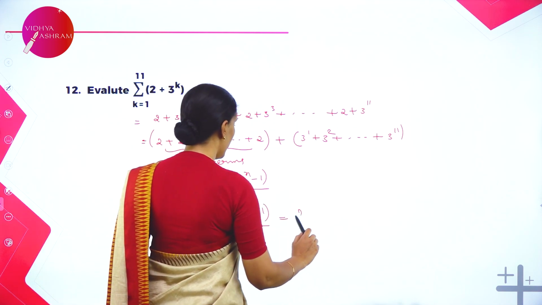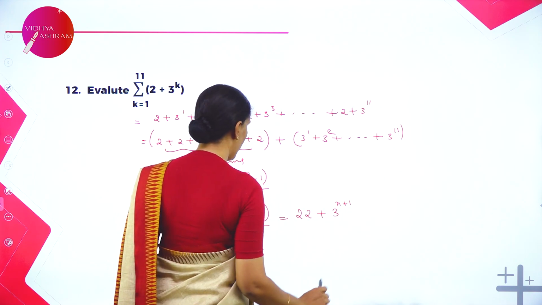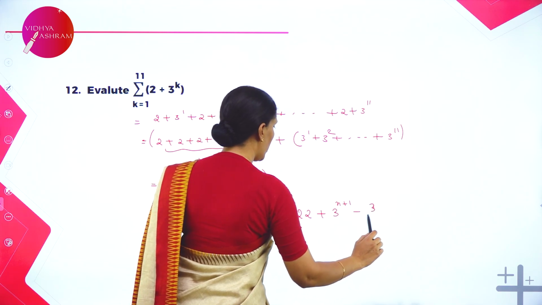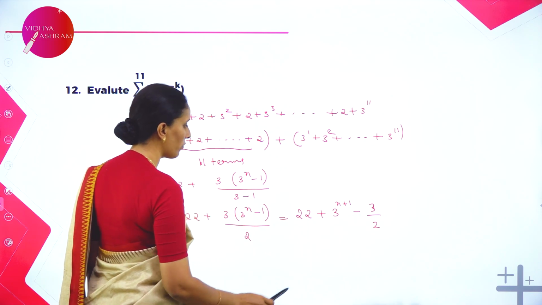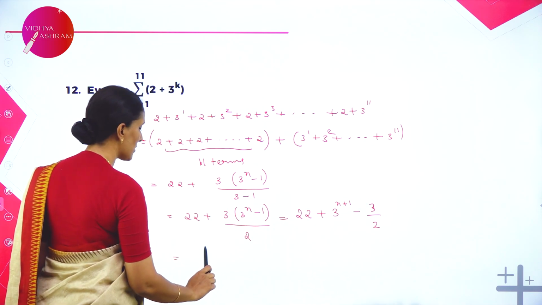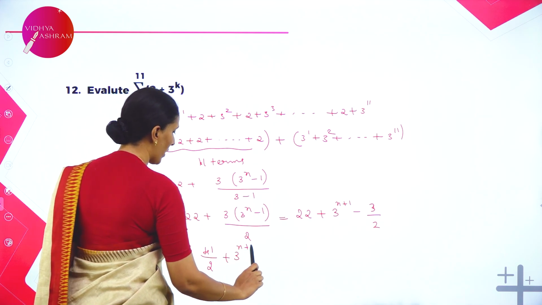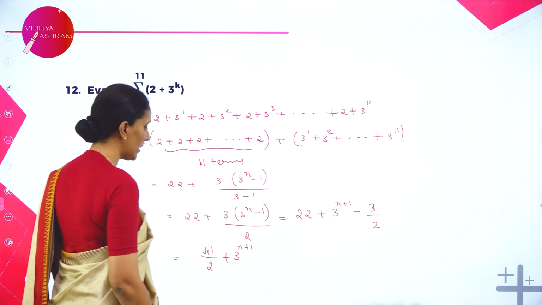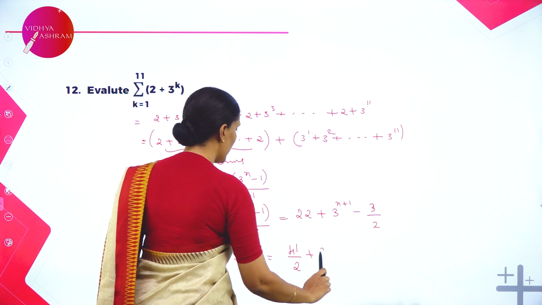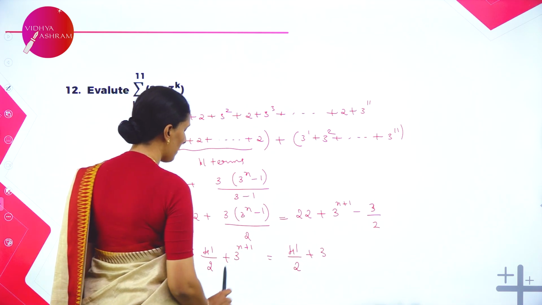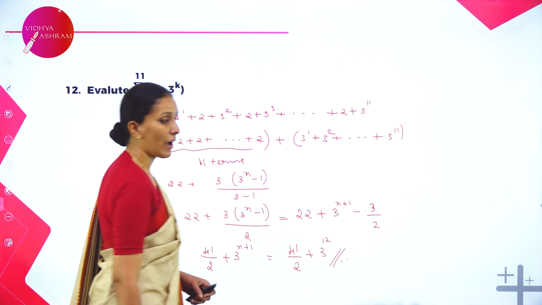This can be written as 22 plus (3 to the power n plus 1 minus 3) by 2. So this is equal to 22 into 2 is 44, 44 minus 3 is 41, by 2 plus 3 to the power n plus 1. And the n value is 11, means there are 11 terms. So therefore this is equal to 41 by 2 plus 3 to the power 11 plus 1, which is 3 to the power 12. So this is the final value.